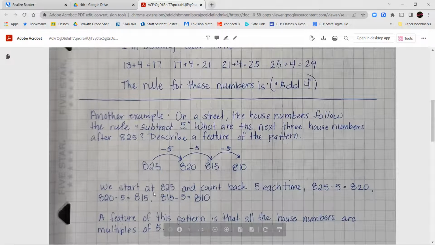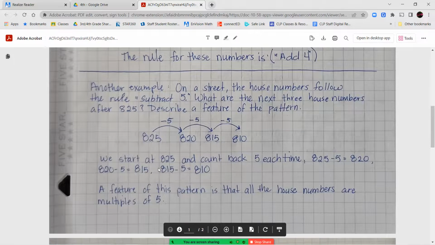Now, a feature of this pattern is that all of these house numbers are multiples of 5. This one ends with 10. This one ends with 15. This one ends with 20. This one ends with 25. And those are all multiples of 5.